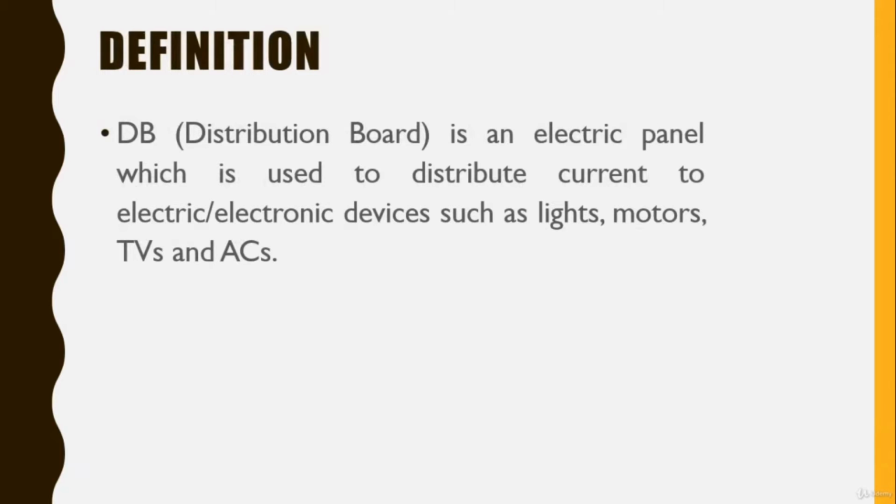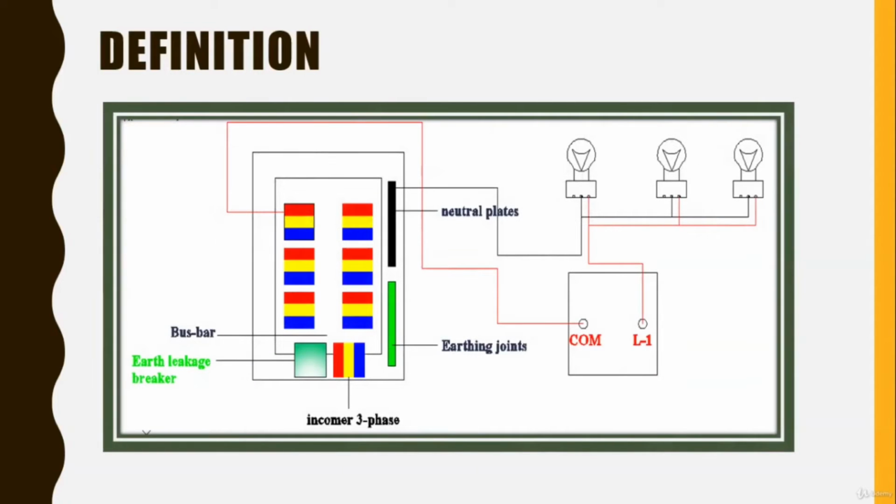DB, or distribution board, is an electric panel which is used to distribute current to electric or electronic devices such as lights, motors, TVs, and ACs. Of course, you've become familiar with this wiring. At that moment we used to say connect the live wire to the main supply, connect the neutral wire to the main supply, and even the earth wire. Actually, the main supply refers to a DB. Never mind, I will discuss the components of DB in the coming slides.